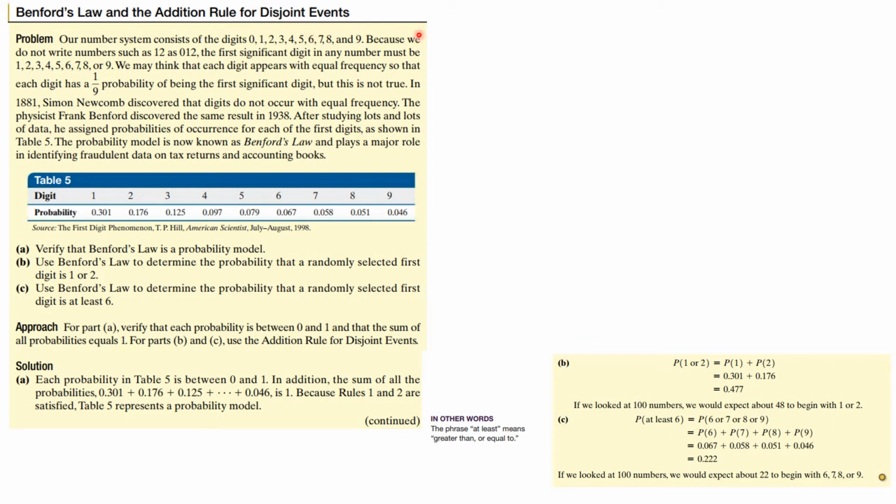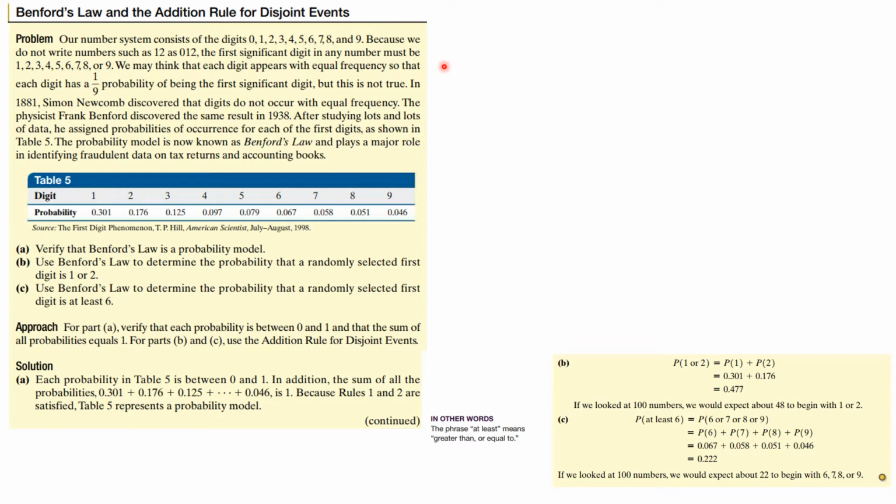Let's consider a more sophisticated example called Benford's law. Our number system consists of digits 0, 1, 2, 3, 4, 5, 6, 7, 8, and 9. Because we have a convention of not writing 12 as 012, the first significant digit in any number has to be 1 through 9. So we can think of each digit appearing with equal frequency.